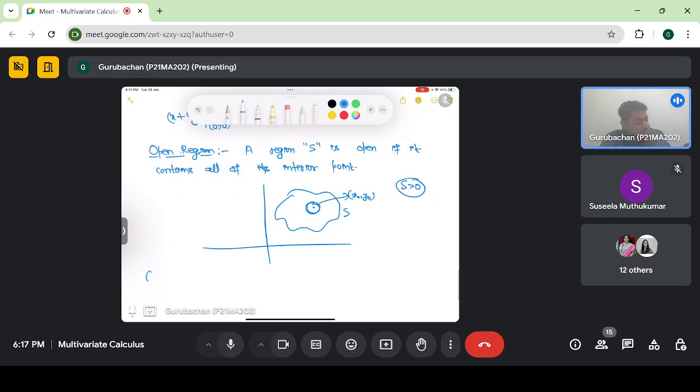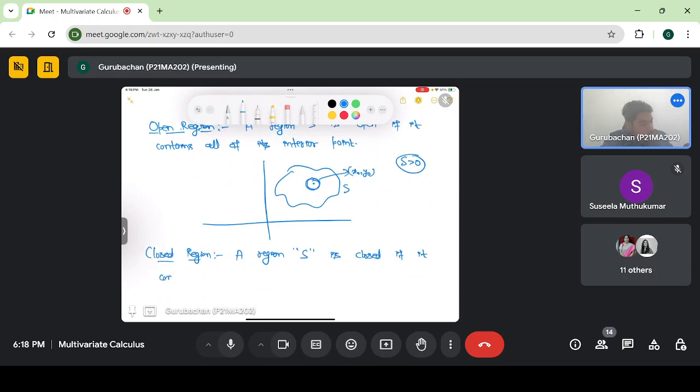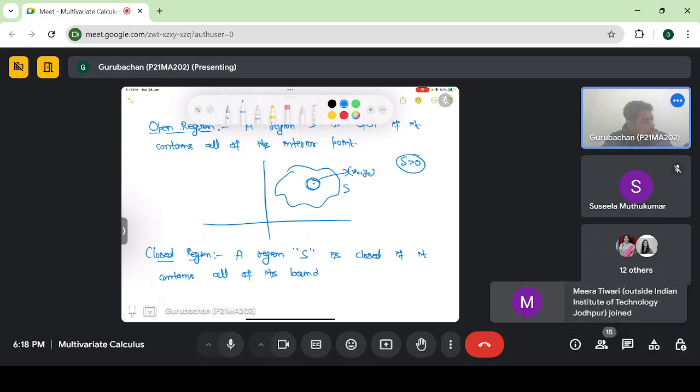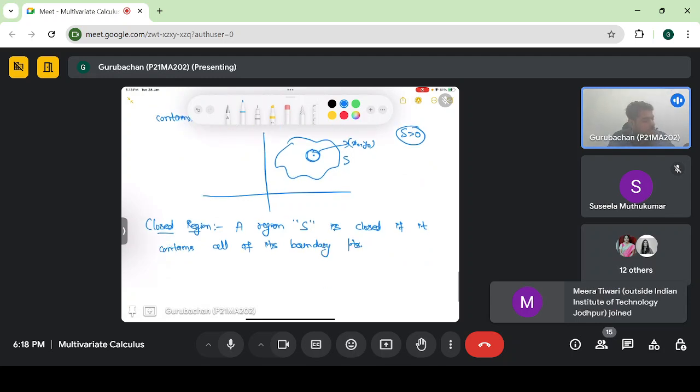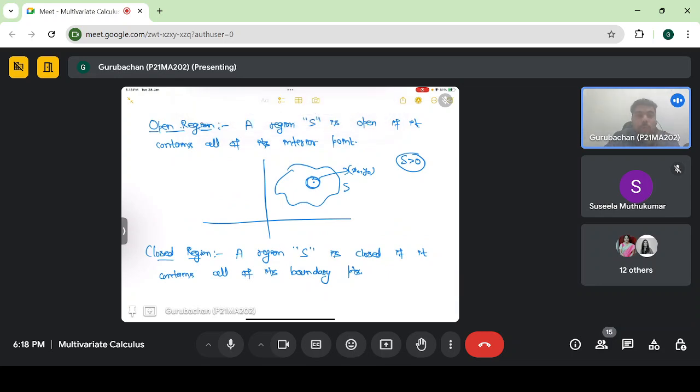The next definition is the closed one. What is a closed region? A region S is closed if it contains all of its boundary points. So in this figure, let me draw what can be a boundary point.